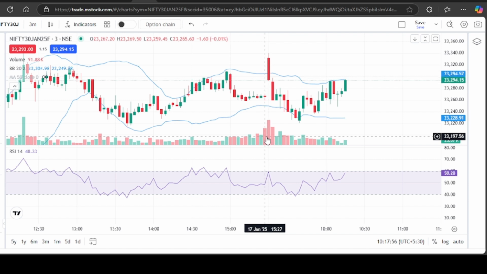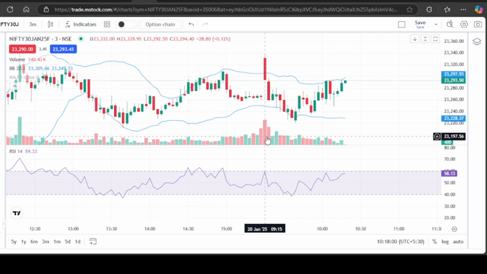On Friday it closed at 23,294.40, and there was a gap up, and it opened today at 23,332, almost a gap of 40 points.